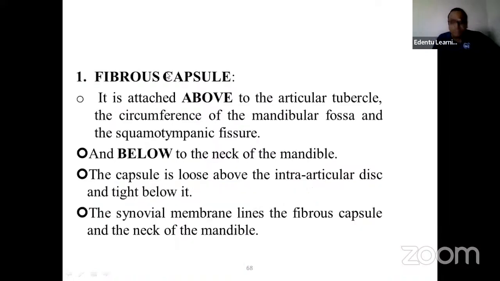So the fibrous capsule will cover the entire joint. In some diagrams, it is shown in green color, like one bed sheet covered over there. Above, it will go up to the articular eminence, and below to the neck of the mandible. When it is covered, your articular disc is there. At that area, it will be a little loose. Above and below, it will be tight.